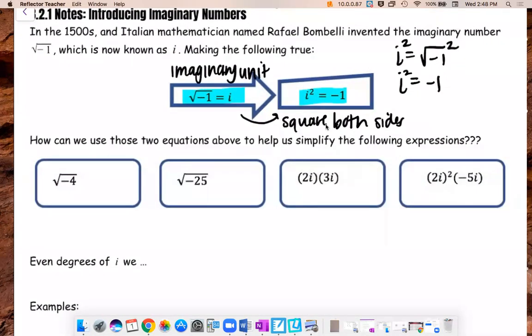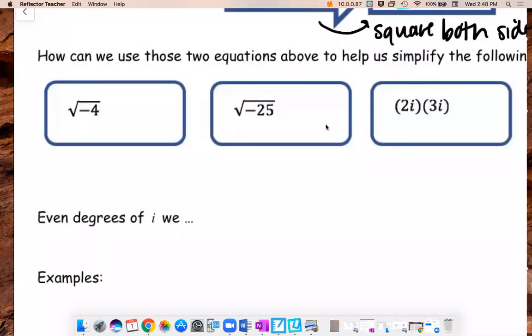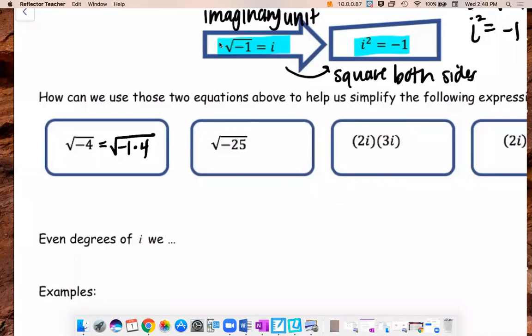Those two facts can help us simplify equations like the ones below. If I have the square root of negative 4, I'm allowed to break this into the square root of negative 1 times 4, because negative 1 times 4 is still negative 4. Based on the imaginary unit up here, the square root of negative 1 is i, so I replace the square root of negative 1 with i. And the square root of 4 is 2, so this just equals 2i. In this case, there isn't a plus or minus because the problem already had the square root and we didn't write it in.